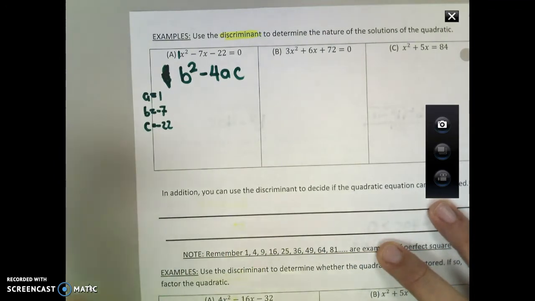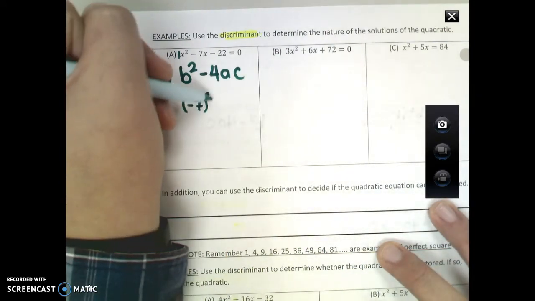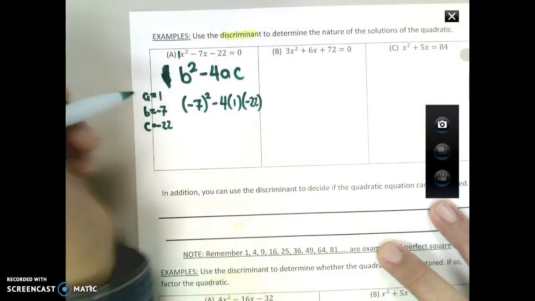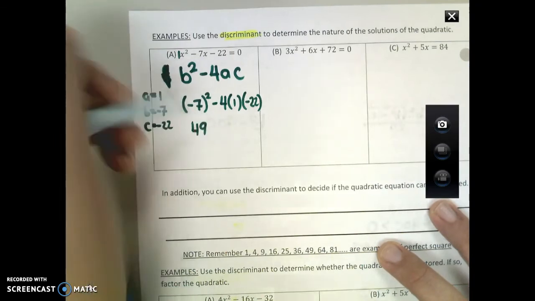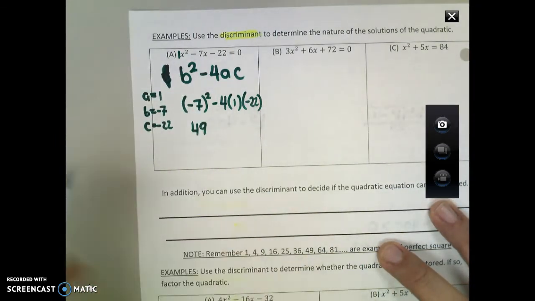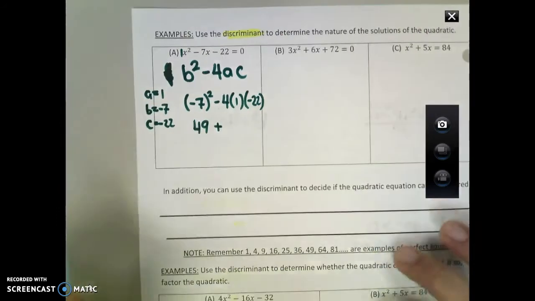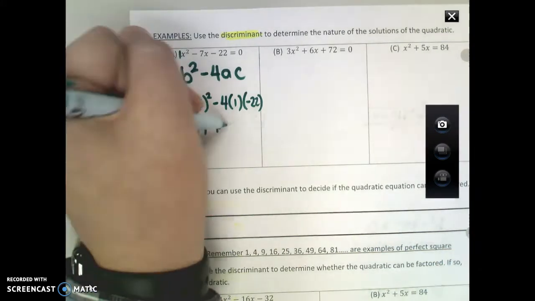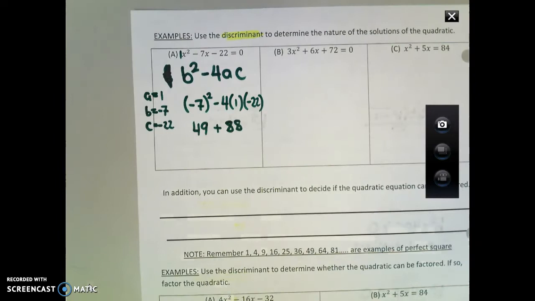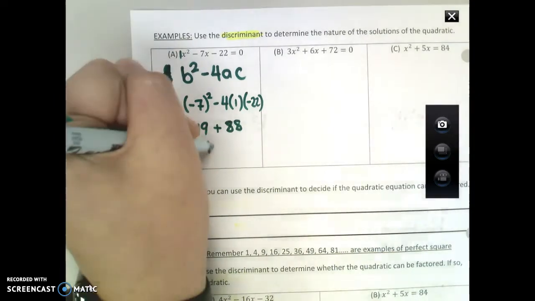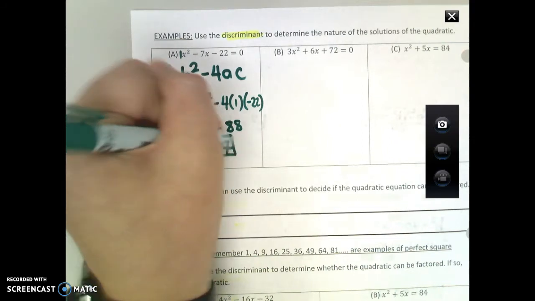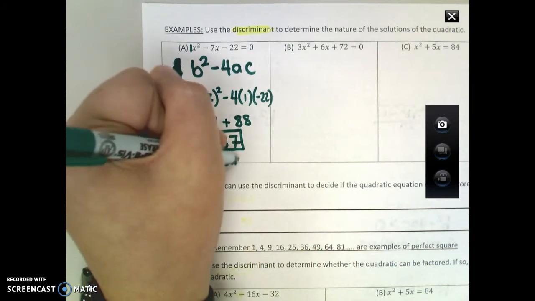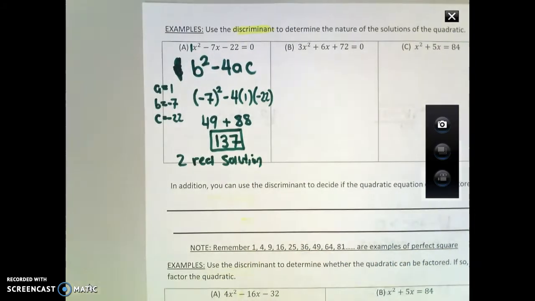So when I plug everything in here, my b squared is going to give me negative 7 squared minus 4, a is 1, c is negative 22. Negative 7 squared is 49. Now because I have a negative here and a negative here, that's going to be a positive number, and I'm going to multiply 4 times 22, which is going to give me 88. And at this point, you know you're going to end up with a positive number. So if you end up with 137 here, what that's going to mean is that you're going to get 2 real solutions. Remember, real is just any type of number that doesn't have an i in it.